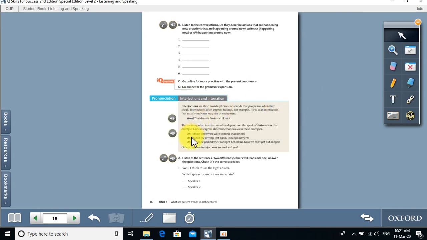In all these three sentences, the same interjection has been used, but the speaker pronounces it in different ways. The first sentence describes happiness, the second describes disappointment, and the third describes anger. Other common interjections are well, yeah, like this.